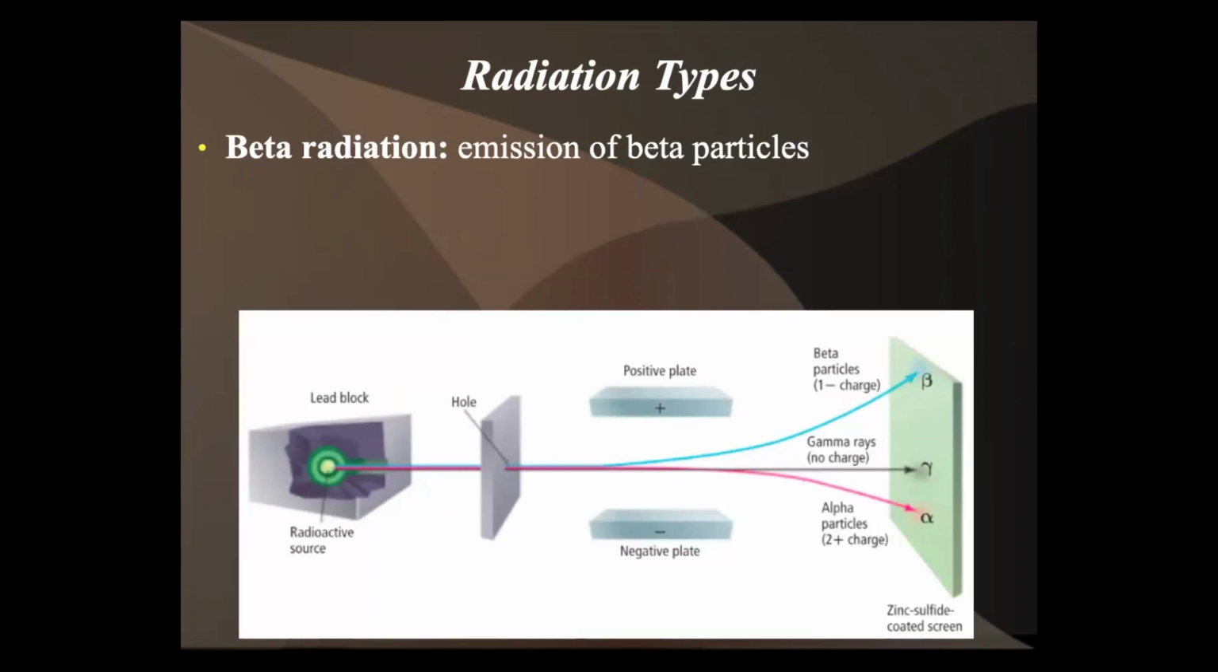One thing also to keep in mind about this chart is that it shows you the 3 kinds of radiation types. Look at alpha so far. It's the purple one. Notice how it curves downward. It's going towards the negative plate, right? Opposites attract, so positive attracts negative.